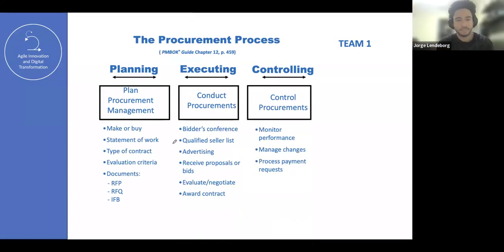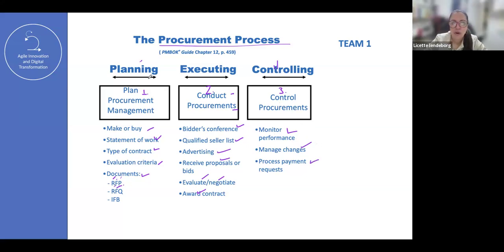The procurement process, planning: plan procurement management, make or buy, statement of work, type of contract, evaluation criteria, documents, RFP, RFQ, IFP. Executing: conduct procurements, bidders conference, qualified seller list, advertising, receive proposal or bids, evaluate, negotiate, award contract. Controlling: control procurements, monitor performance, manage changes, process payment requests.